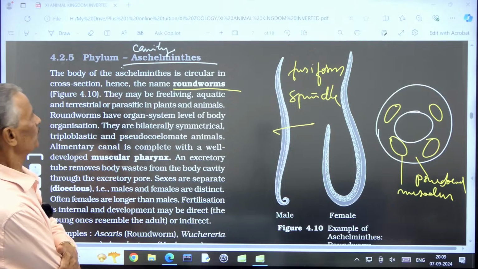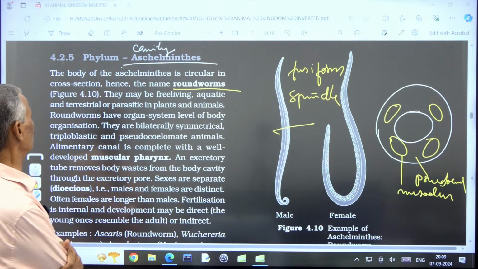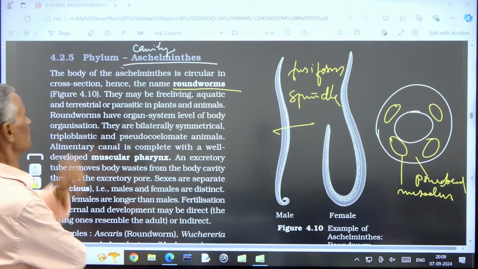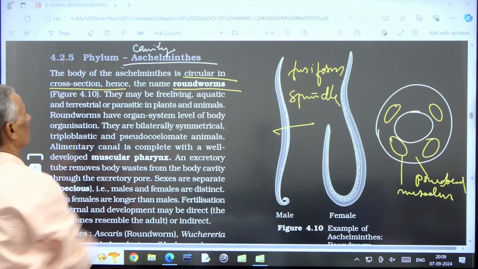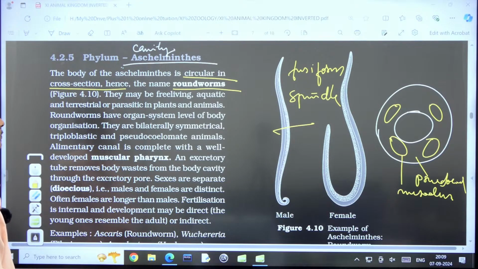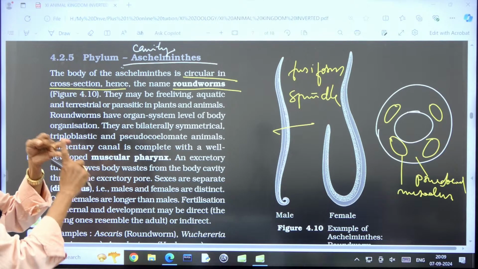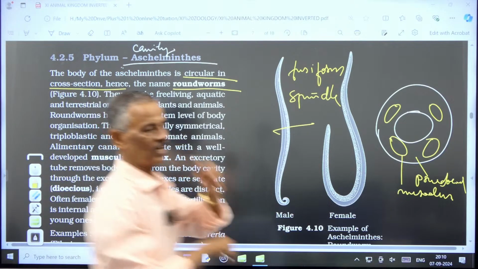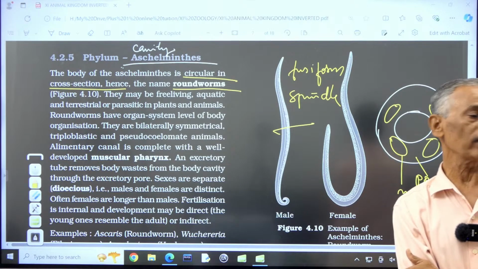Very few are free living, but others are parasites on both plants and animals, including man. Free living may be aquatic or terrestrial. They are circular in cross section, hence called roundworms. Now, what are the characteristic features? They are all triploblastic, bilaterally symmetrical, with organ system grade of organization. For the first time, we are having organ system.